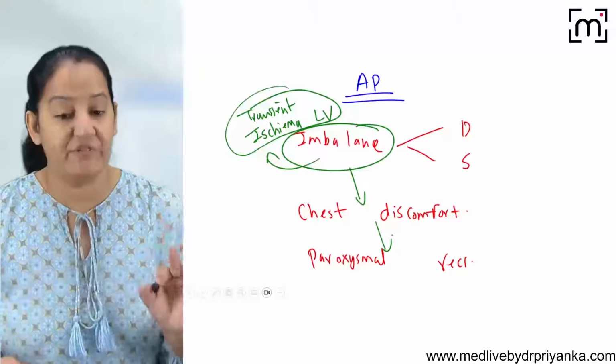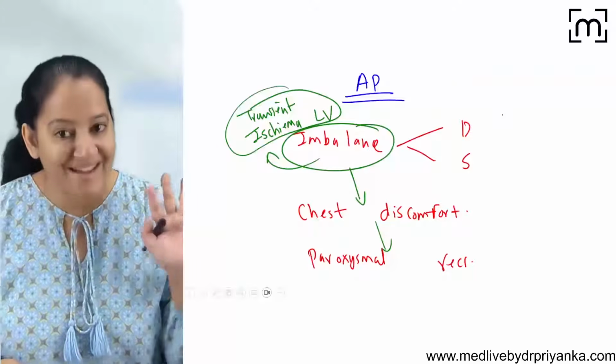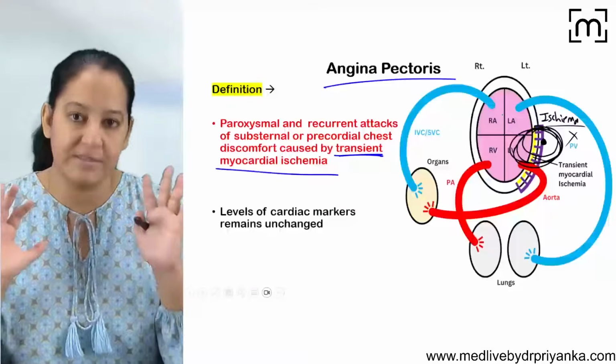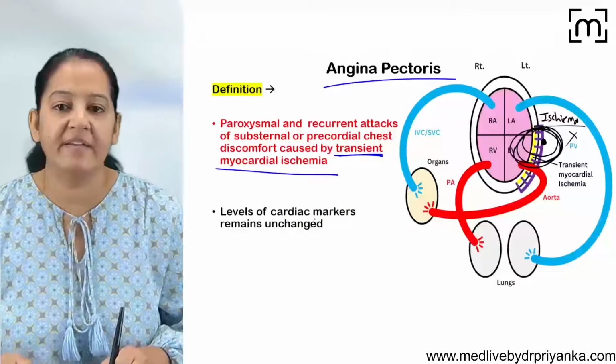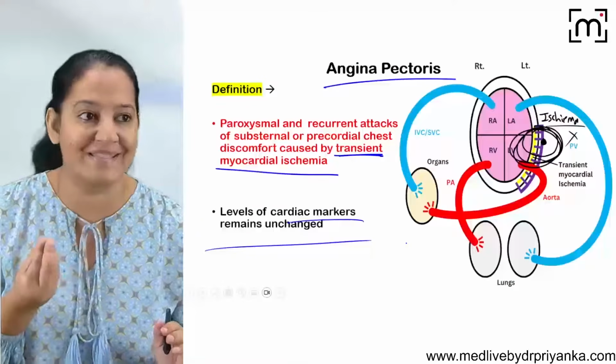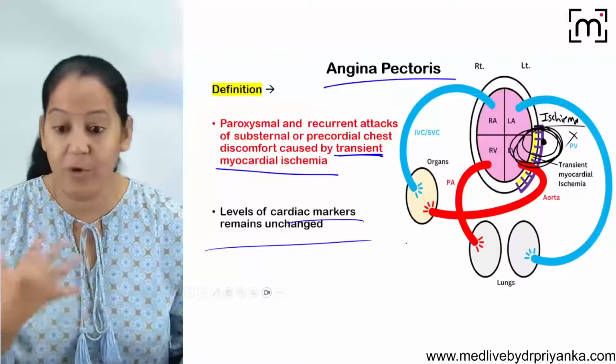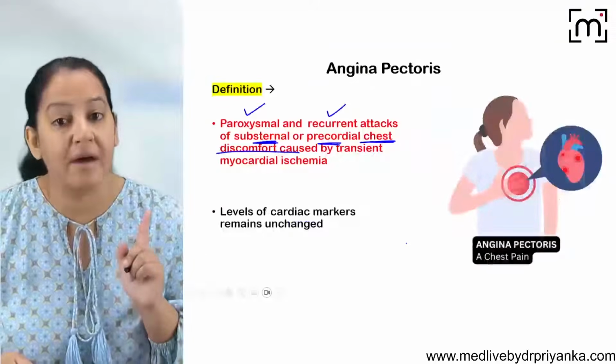So this is the definition of angina pectoris that you have to reproduce in your own words. Don't mug it up. Please understand it and reproduce in your own words. So this is angina pectoris. Here the cardiac markers are normal. Because here infarction is not taking place, the cell rupture is not taking place, cell death is not taking place. The cells are transiently going into ischemia. That's why the cardiac markers are normal.